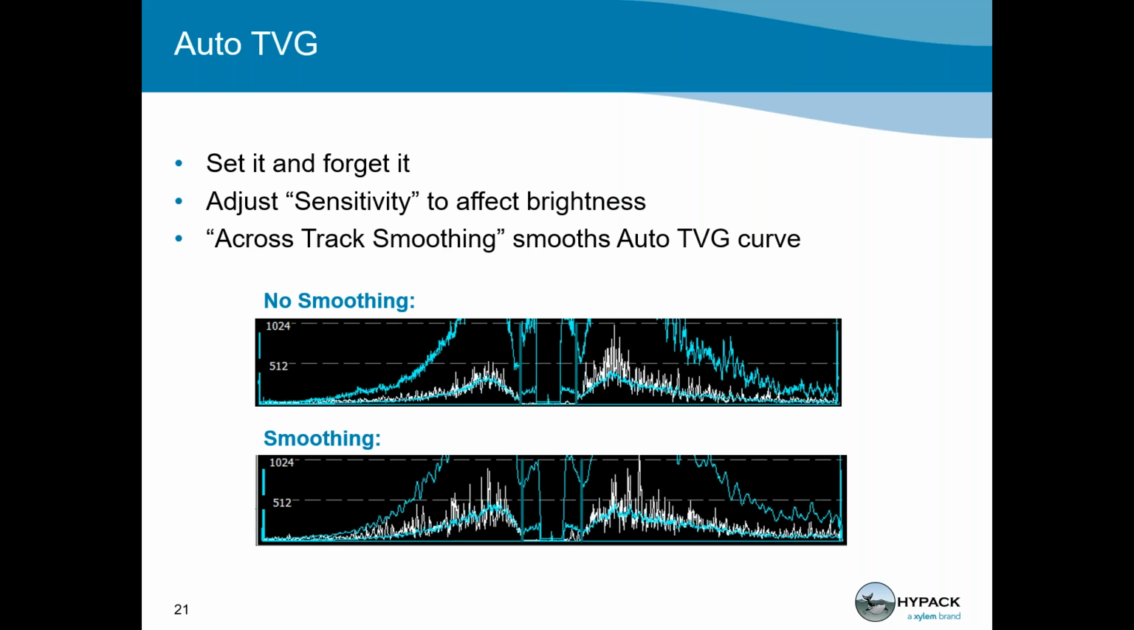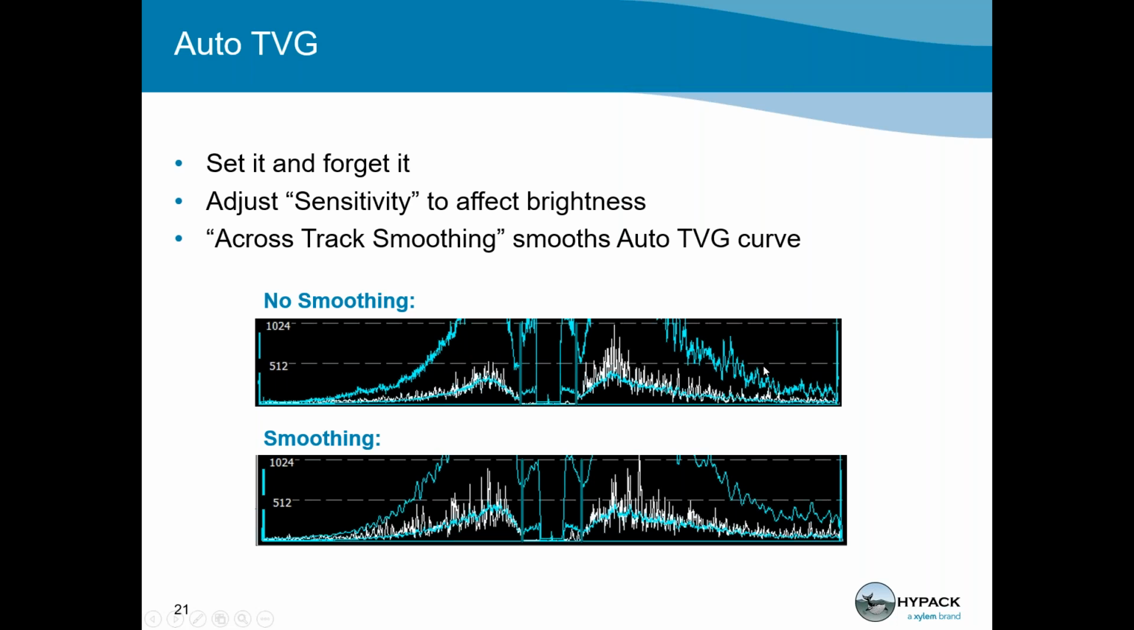There's a sensitivity slider that you'll see in that gains window when you select Auto TVG. Feel free to adjust that and slide that to affect the brightness. There's also a checkbox called Across Track Smoothing, and you can see here in the top example, we don't have any smoothing. I should first mention what these blue lines are. The white line is your signal, which we've seen before. These blue lines here are your minimum and maximum brightness. So the closer your signal is to one of these lines, the brighter or darker it's going to be.